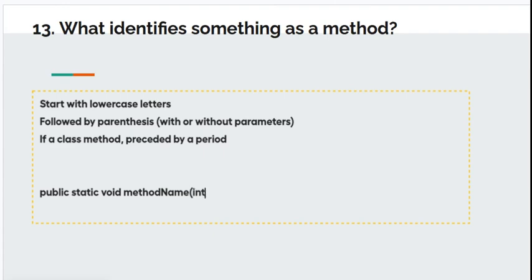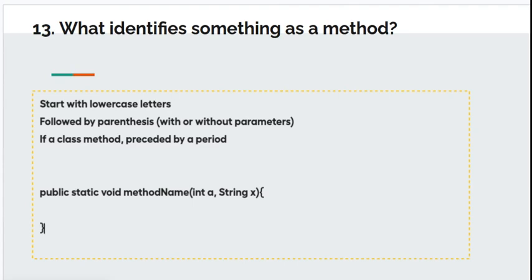So int a, string x. And it contains a block of code that we know is closed by curly braces. That's generally how a method looks. So this helps you recognize a method in your code. Hope these are helpful. Next one we'll cover the next page.